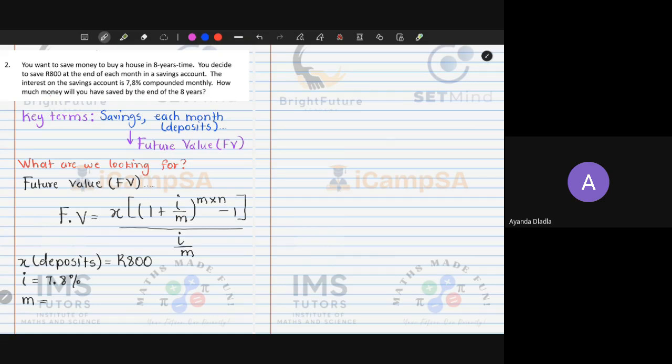What is M, guys? You should read and say, oh, 12. Is it compounded monthly? Why is it 12? They told us that it's compounded monthly and it's 12 months in 1 year. Oh, genius. Please clap for them. So M is 12, because there are 12 months in a year. That is correct.